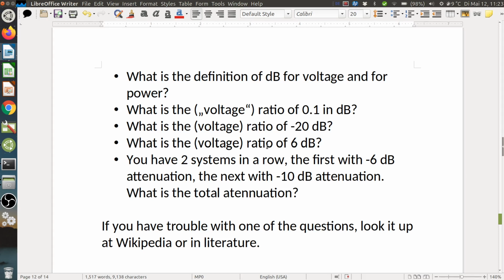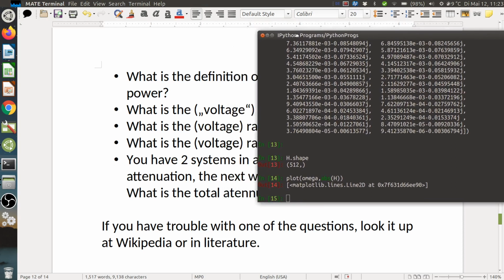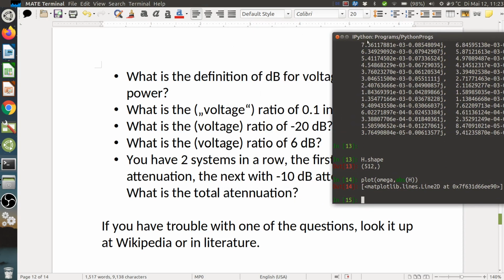So this is not as straightforward. What's the voltage ratio of 6 dB? And how do you find out? Well, you could use Python, for instance. So 6 dB is not so easy to see.